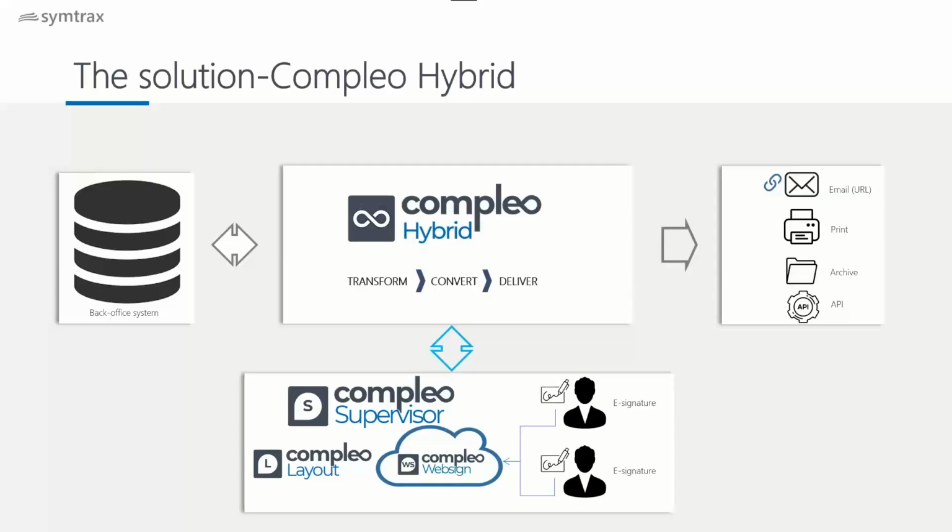So in the next slide, I would like to mention our solution, that is Combio Hybrid. Combio Hybrid is our solution offering, which consists of a suite of products, or what we would like to call modules. Combio Hybrid can be integrated with your existing back office system. Whenever a document is released, Combio Hybrid will automatically identify that document, and make that particular document a part of the workflow. And after integration, the document will be transformed, converted, and delivered.